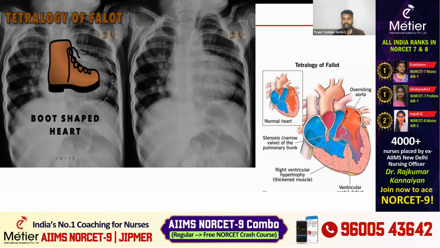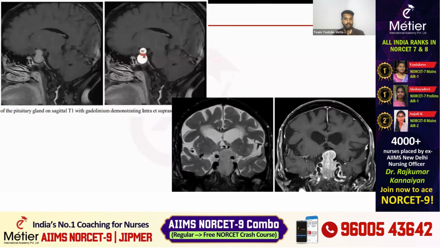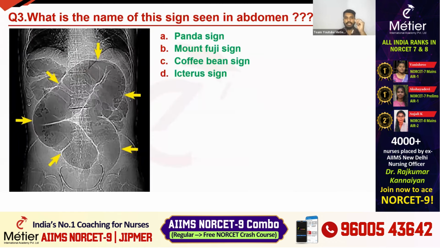Okay. So in this condition, in X-ray, we can see boot-shaped heart. Next question. What is the name of this sign seen in the abdomen? Panda sign, Mount Fuji sign, coffee bean sign, icterus sign. So tell me, this is the X-ray of the abdomen. So what is this sign? It is called coffee bean sign.